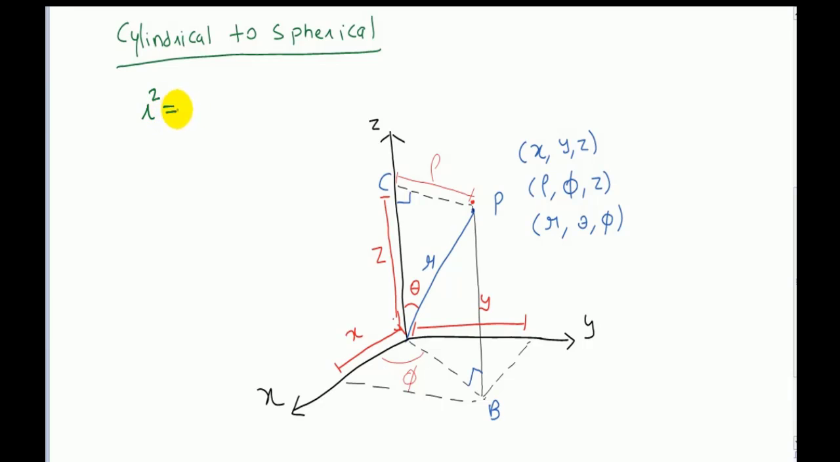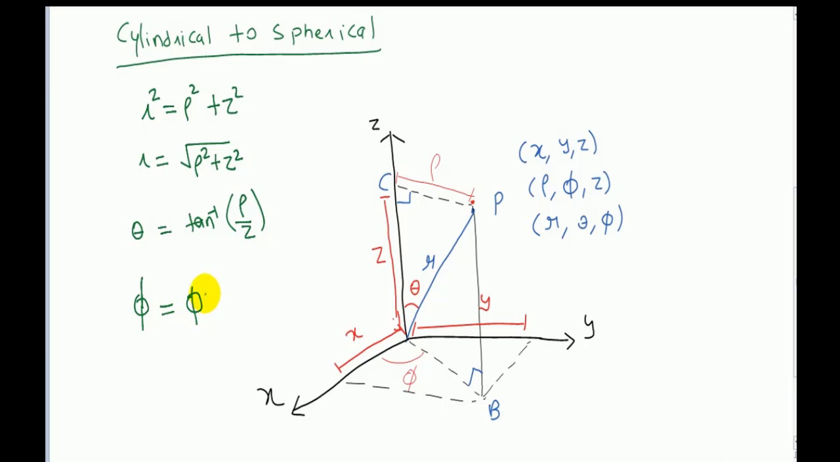That r square will be equal to rho square plus z square. That is, we can write r is equal to the square root of rho square plus z square. In the same triangle, we can find theta also. Theta equals tan inverse of rho by z. And phi will be the same as in the cylindrical coordinate system, so phi equals phi.